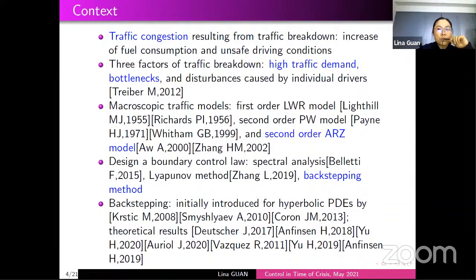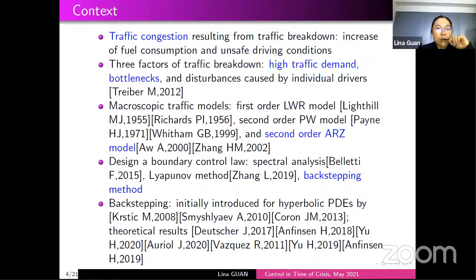The bottlenecks include flow conserving bottlenecks and non-flow conserving bottlenecks, such as on-ramp or off-ramp bottlenecks. They can be temporary or permanent bottlenecks, such as the blocking effect caused by accidents or traffic lights. The local disturbances are caused by individual drivers, such as abrupt lane changes or other unanticipated actions.